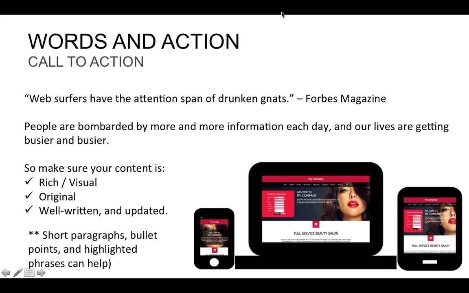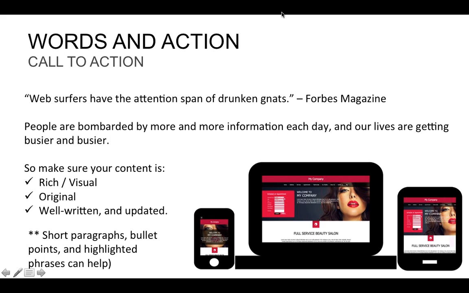Like I said earlier, what you want to avoid is swiping and adapting or copying and pasting from the corporate websites. The corporate websites are rich, visual, well written, and great content, but it's not original content for you, right? They serve their purpose in that arena, and that arena is not your personal website. So make sure it's original and that it's well written and updated.